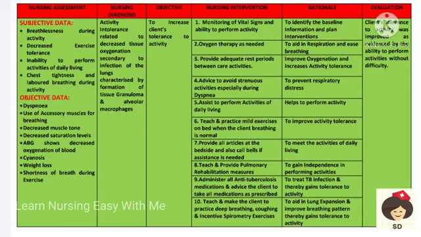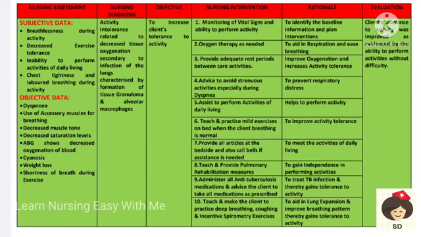Next is activity intolerance related to decreased tissue oxygenation secondary to infection of the lungs, characterized by formation of tissue granuloma and alveolar macrophages. So because of that patient is not able to perform activity, so we have to increase the client's tolerance to activity. So monitor vital signs and ability to perform activity, and if patient is doing activity you have to support them with oxygen therapy. And adequate rest has to be provided between care activities, and advice to avoid strenuous activity and assist all the activities of daily living.